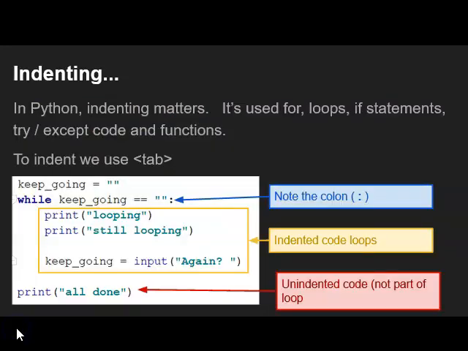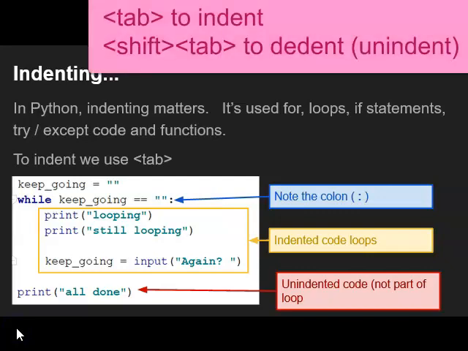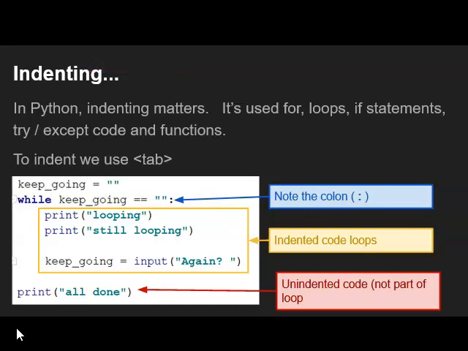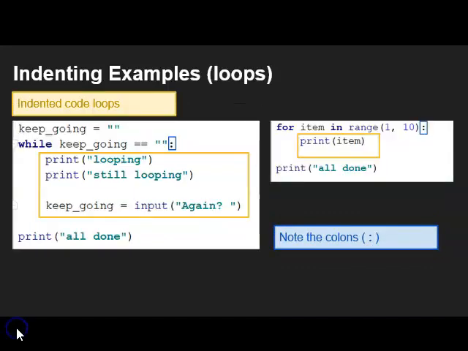We use it for loops, if statements, try-except code, and functions. To indent code, we use a tab, and before we indent, we almost always have a colon. In fact, if you're working in PyCharm, when you put the colon in and push enter, it should automatically indent for you. Here's an example of two loops where we've got our colons and then indented code.